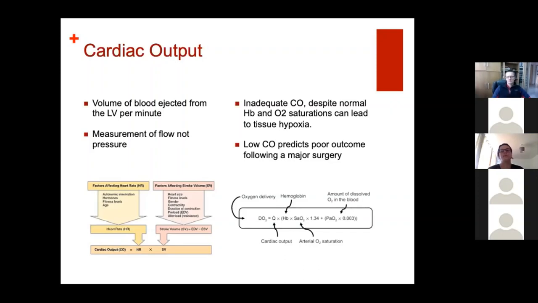Now, we've got clinical situations where we've got a normal Hb and saturations in our blood are fine, but without adequate cardiac output, so without the heart functioning as a pump, we can still get tissue hypoxia. So that's why we want to monitor it. And low cardiac output predicts poor outcome following surgery. On the bottom, you just have an oxygen delivery equation, and cardiac output is quite an important part of it.